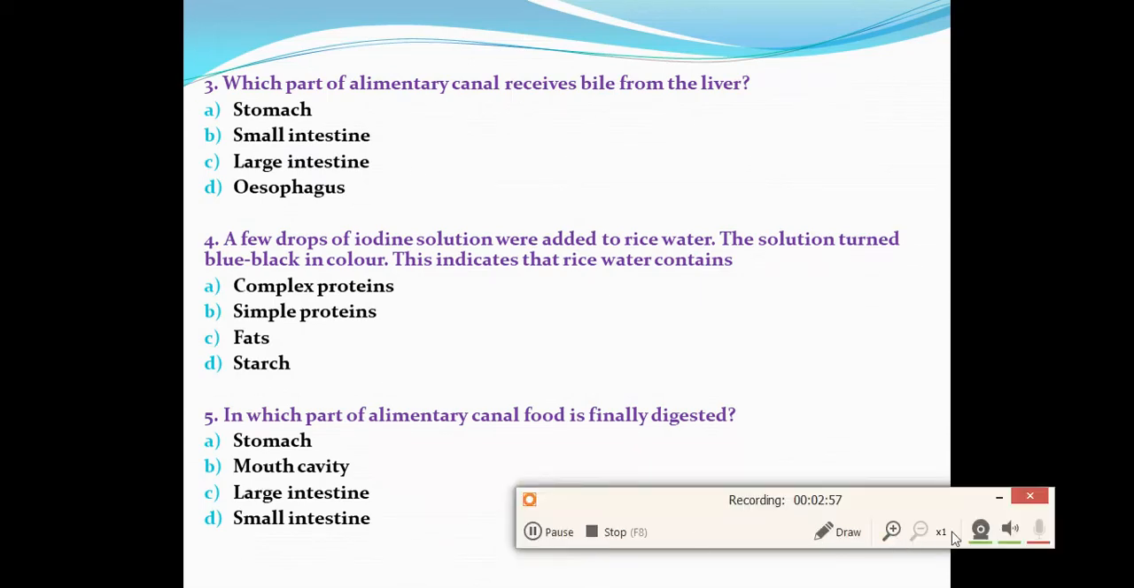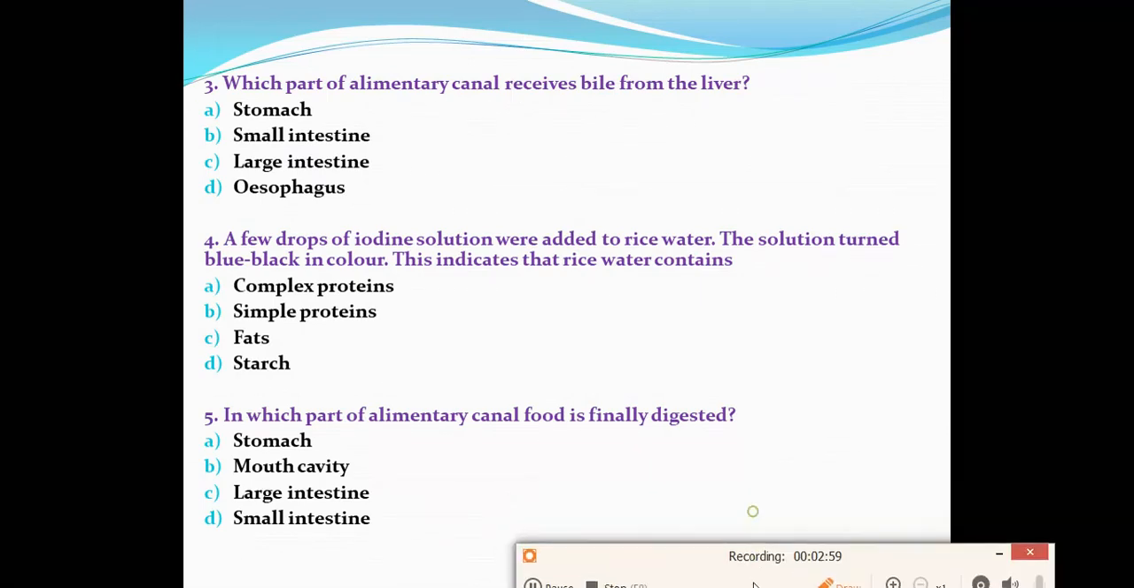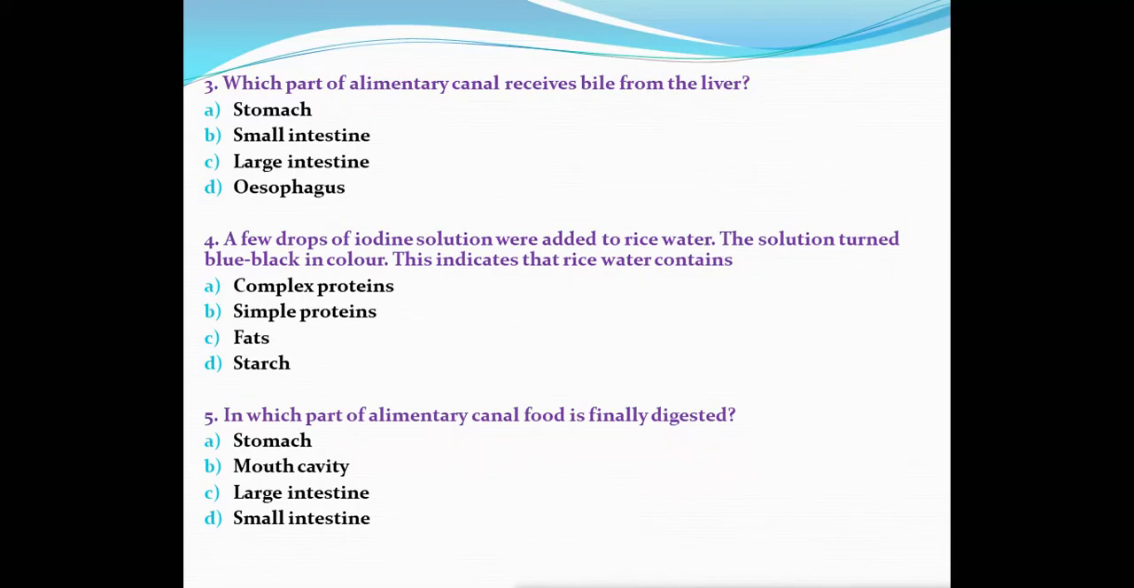Which part of the alimentary canal receives bile from the liver? You know that the liver secretes bile juice. What is the function of this bile juice? The first function is that it makes the medium alkaline. The second function is that it helps in the emulsification of fats. These are the two functions of bile juice secreted from the liver. But which part of our alimentary canal will receive that bile juice? Stomach, small intestine, large intestine, or esophagus?